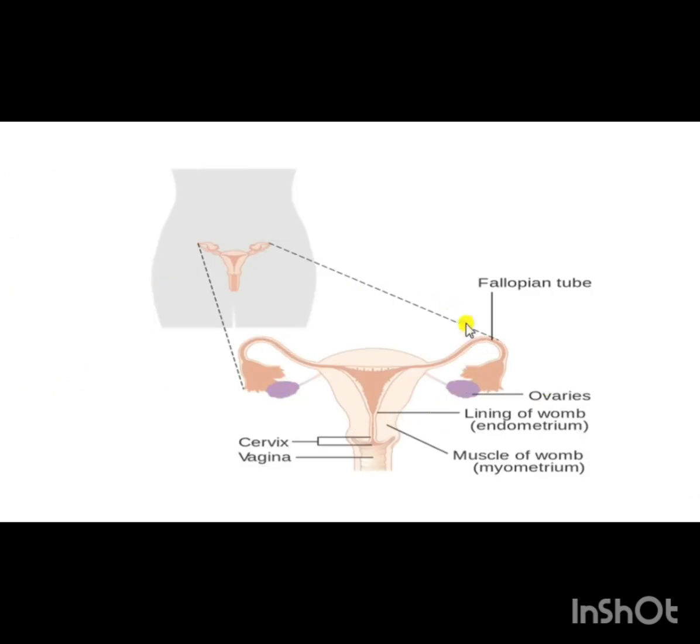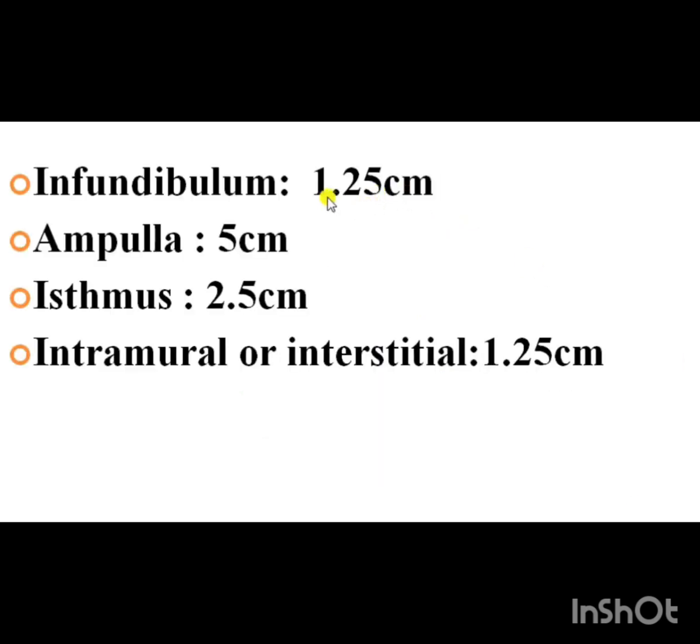This is a picture of a uterus, and this is a fallopian tube. So fallopian tube is divided into 4 parts, that is infundibulum, ampulla, isthmus, intramural or interstitial part. Infundibulum is the lateral end of the uterine tube, which is a funnel shaped structure, and it consists of finger-like processes called fimbriae. Medial to the infundibulum is the ampulla, which is a thin, dilated and tortuous structure.